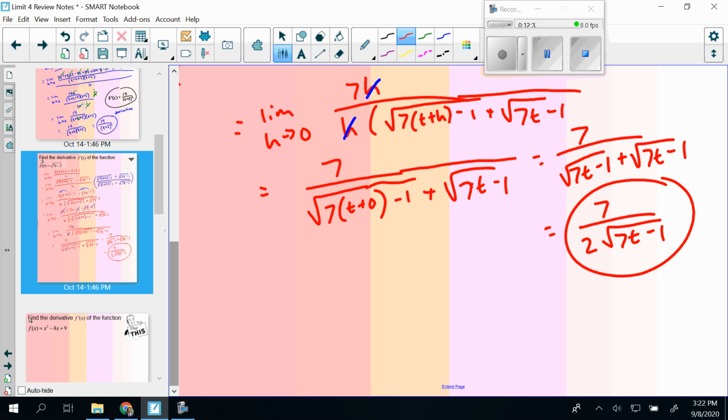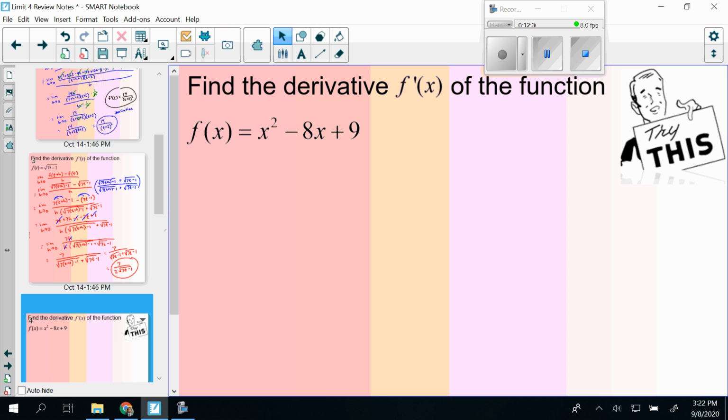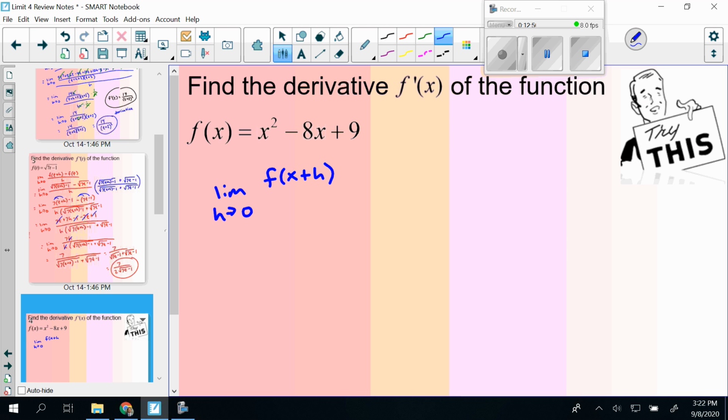All right, let's have you try one now. See if you can pause the video and find the derivative of this one. All right, if you did your limit here as h approaches 0 of our function here, f of x plus that little h minus our function at x, all over h.